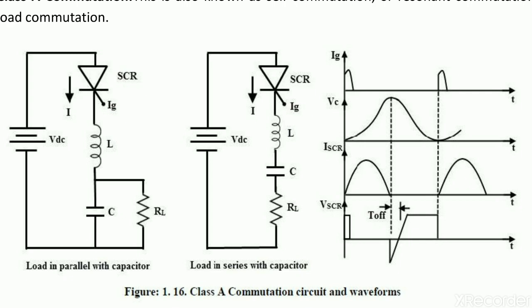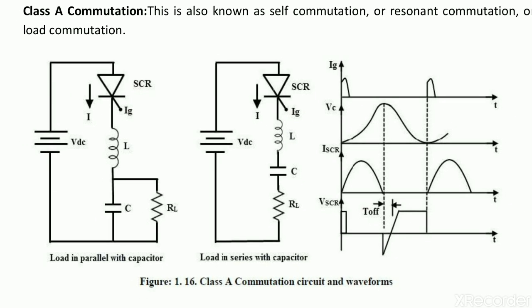So we will give a brief description and the working principle of this class A commutation, that is, how the SCR is turned off using class A commutation, using these 2 components, L and C. In this case, the load must be an underdamped RLC circuit supplied with DC supply, so that a natural zero is obtained. Underdamped means the load current will ultimately decay to 0 after some time.